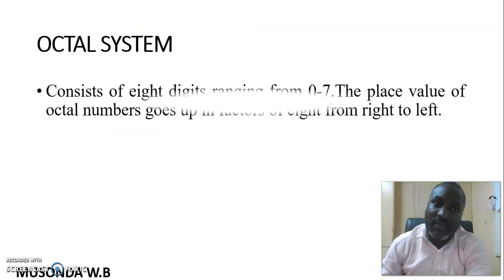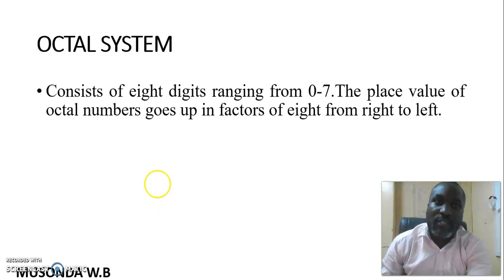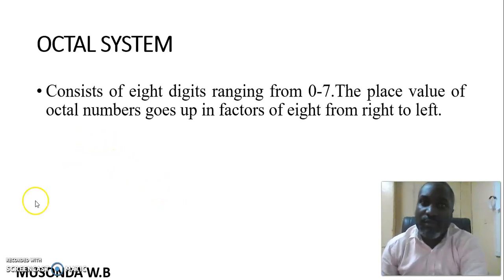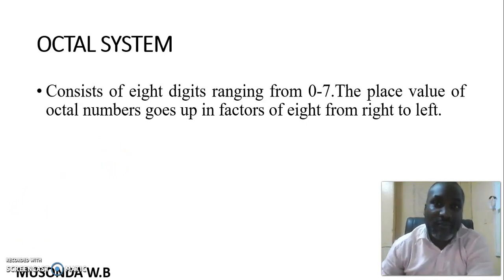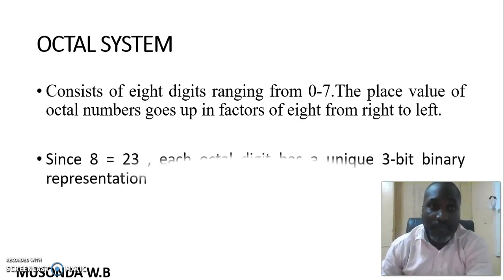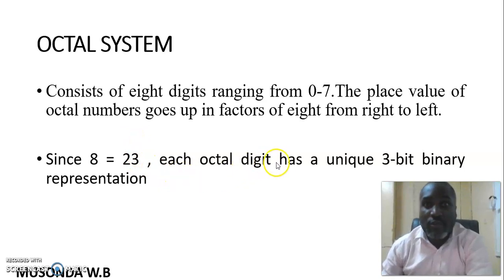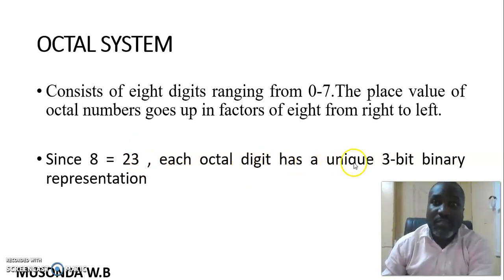The next number system is the octal number system. So this one consists of 8 digits which range from 0 to 7. And the place value of the octal number goes up in factors of 8, that is from right to left. So since 8 is equal to 2 to the power 3, each octal digit has a unique 3-bit binary representation.